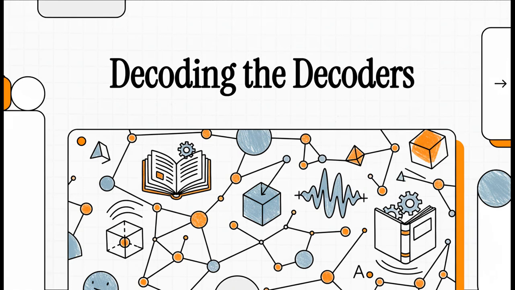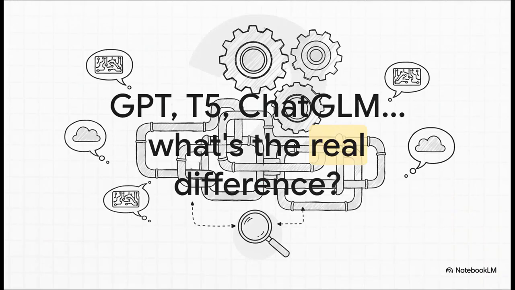All right, let's dive in. Today, we're decoding the decoders. We're going to go straight to the very core of AI to really get a handle on the fundamental architectures that power the large language models you and I use every day. You've heard the names thrown around all the time, right? GPT, T5, ChatGLM. And on the surface, they all kind of seem to do the same thing.